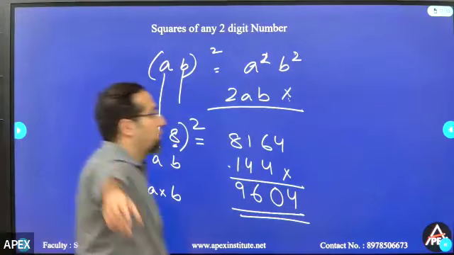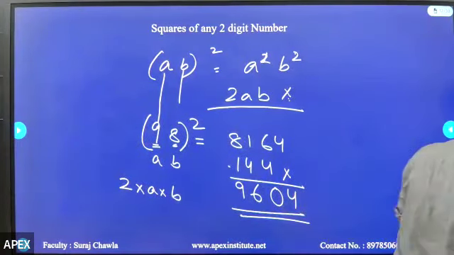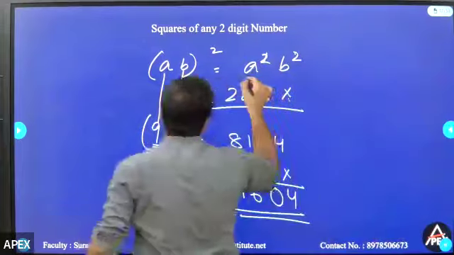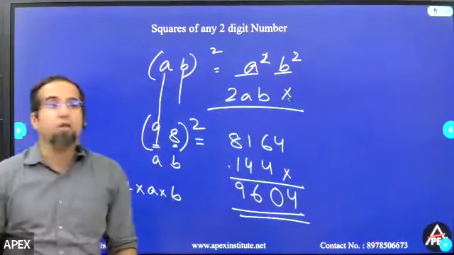Yeah, by the way, somebody pointed out. Now remember one more thing. I forgot to tell you one thing: A square and B square should be two-digit numbers. I'm sorry, I missed that point.